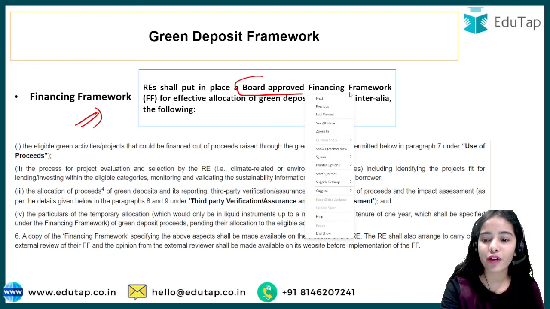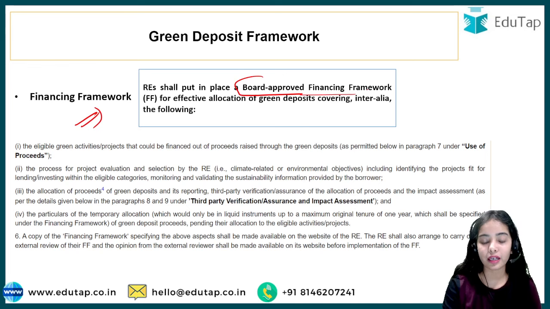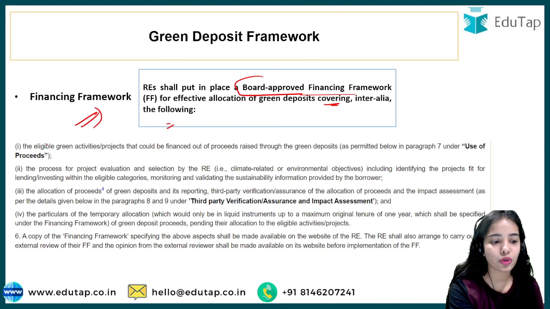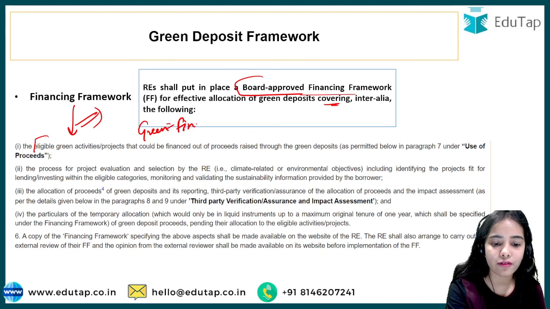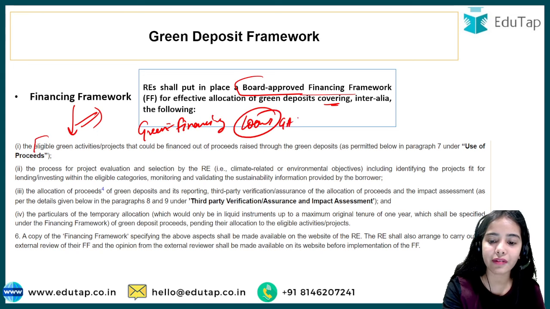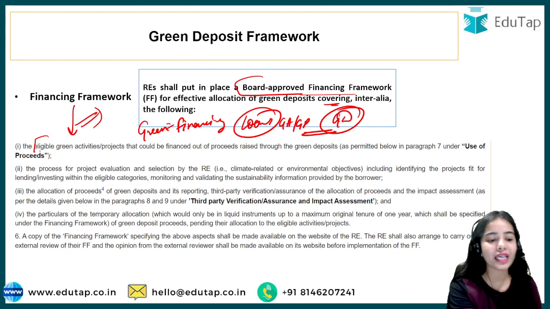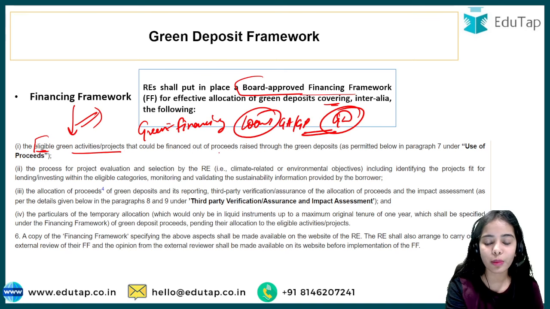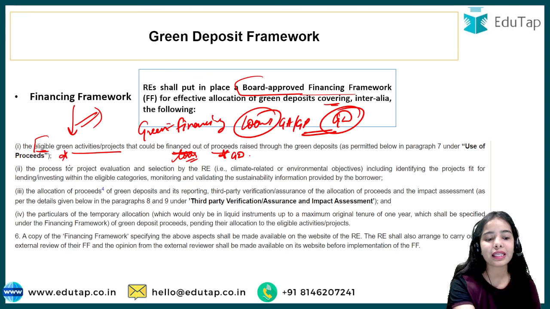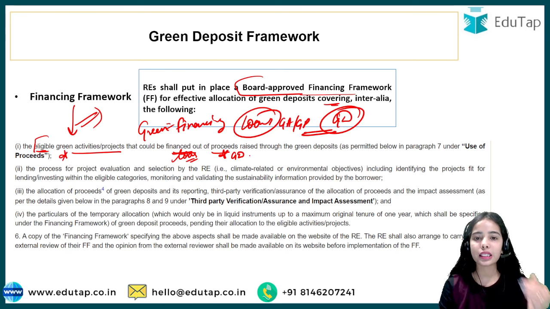So the board approved financing framework policy should be there, covering the following. The green financing, or the loans for the green activities or green projects through the green deposits, should only be done for the eligible green activities or projects that we have seen in paragraph 7. So the proceeds, the money financed out or the loan, should only be given from the proceeds of the green deposits if it is an eligible green activity or project. So this is under the financing framework.